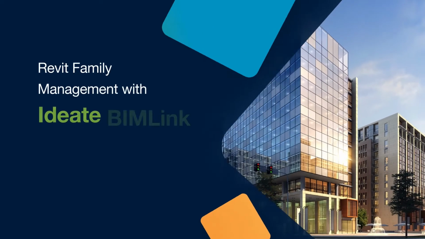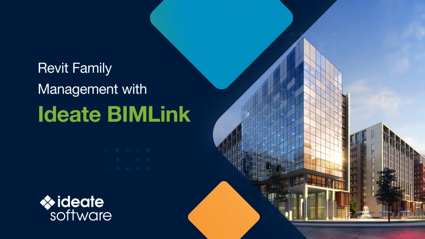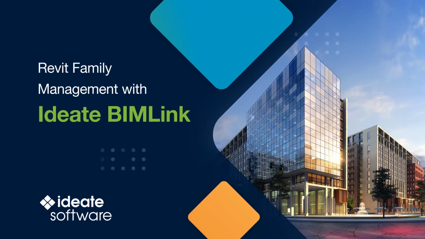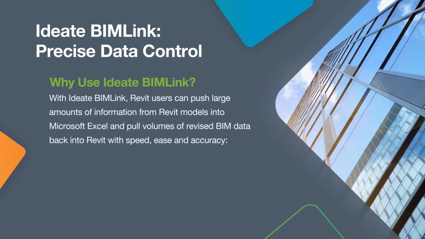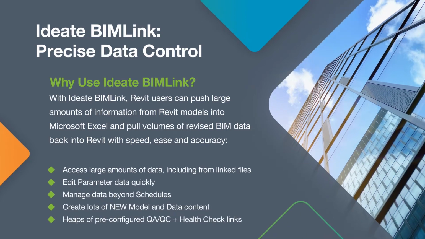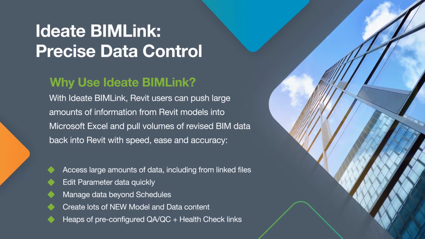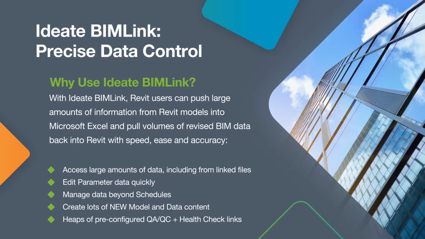Revit family management using Ideate BIMLink is fast, easy, and accurate. For this example, we're going to learn how to use Ideate BIMLink to manage the family type data. Additionally, we're going to use that data and pull that information into another project file that has the same exact furniture information, with the exception of the element ID numbers. The goal here is to keep that data synchronized between both files.